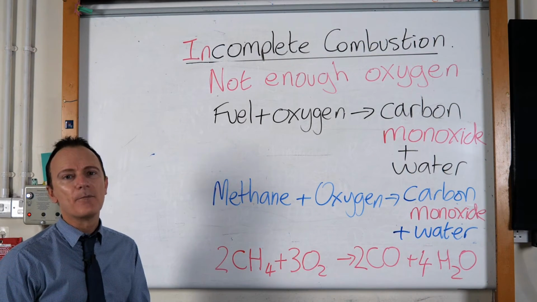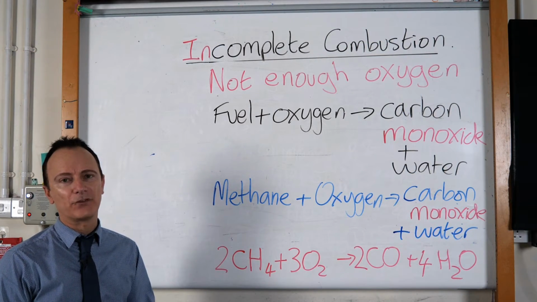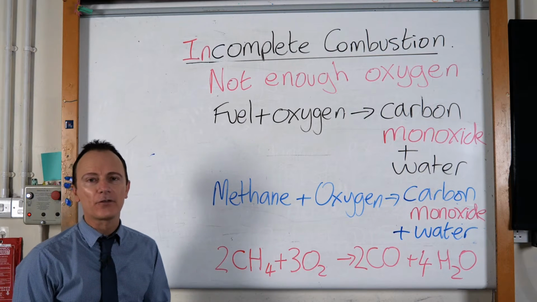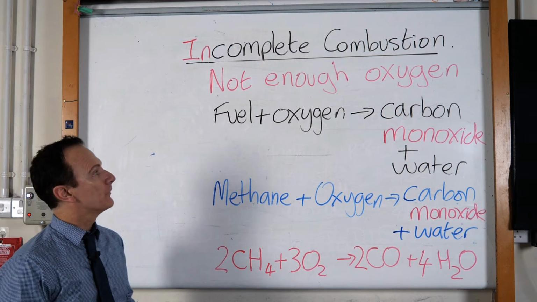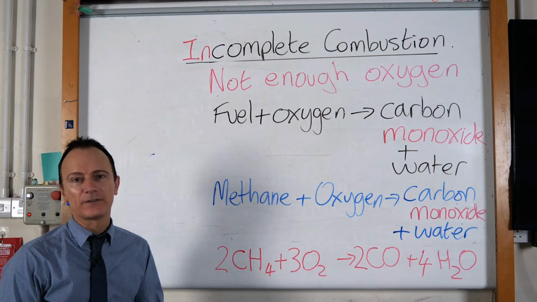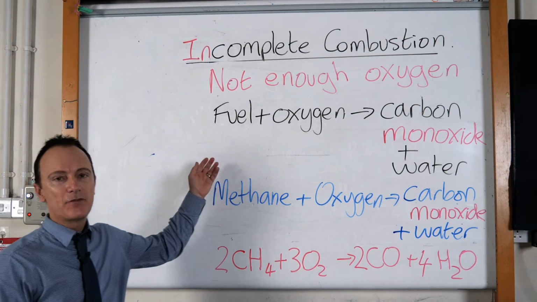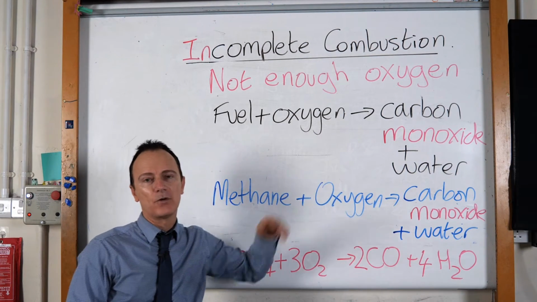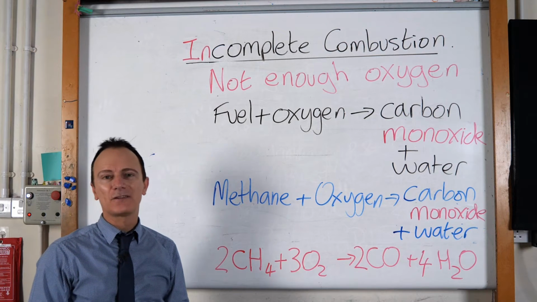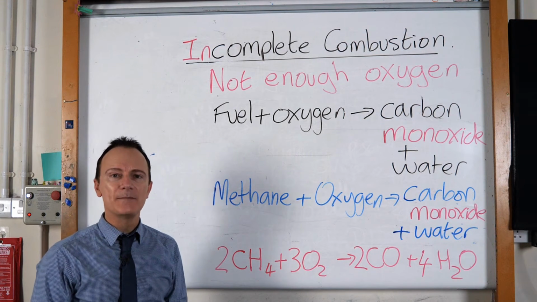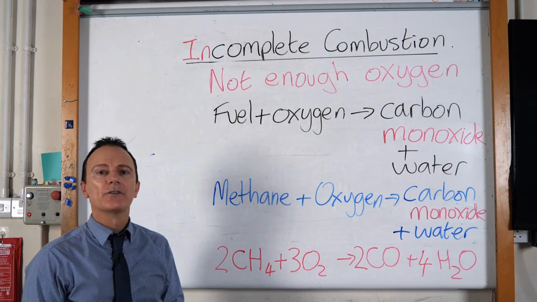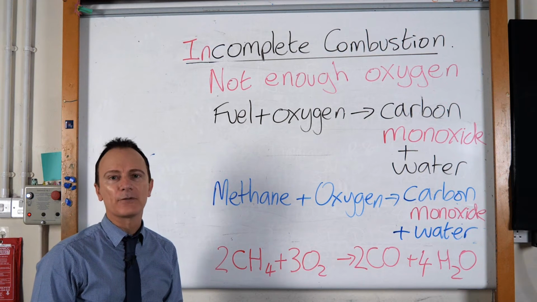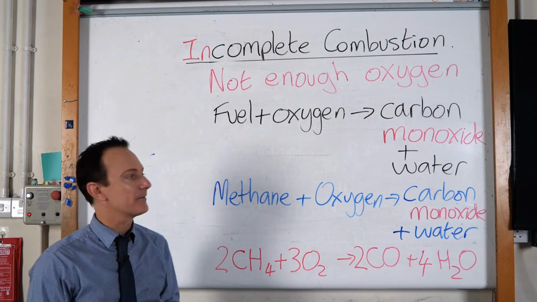The second type of combustion is incomplete combustion, and this is where there's not enough oxygen getting to the fuel. So it may be, for example, somebody's got a faulty gas fire. This time the fuel reacts with less oxygen to make carbon monoxide and water, and that's a problem because it's toxic, because it joins with the haemoglobin in your red blood cells, so your red blood cells can't carry as much oxygen as they should be carrying.